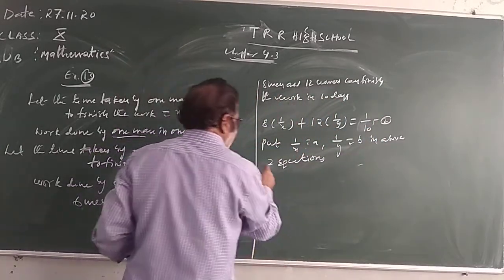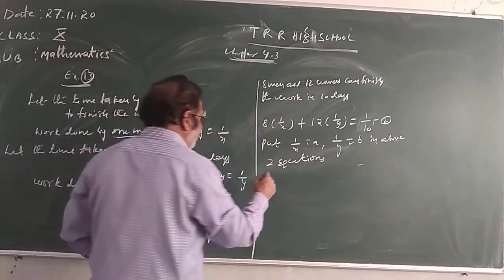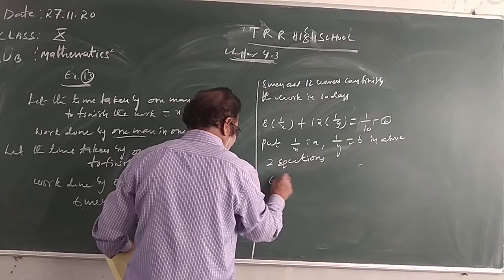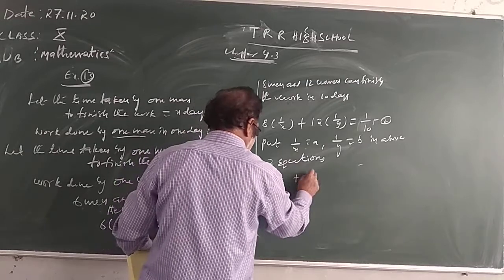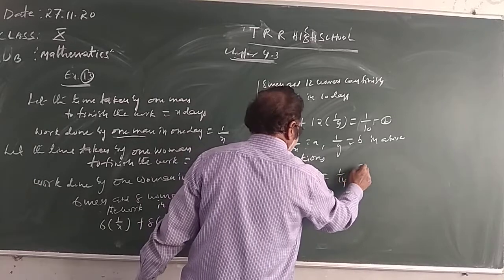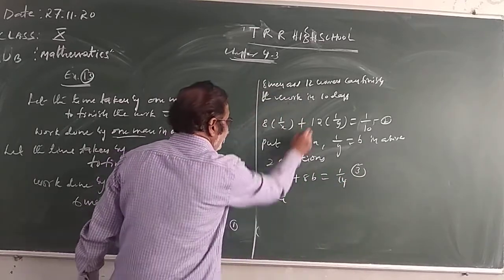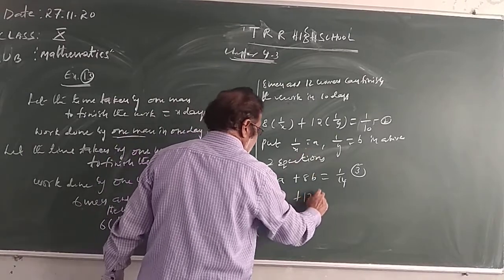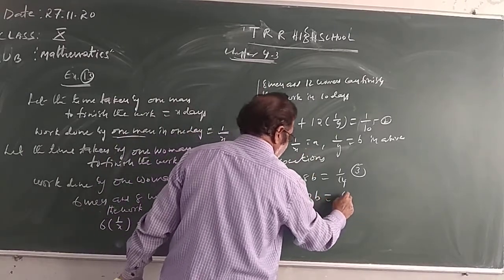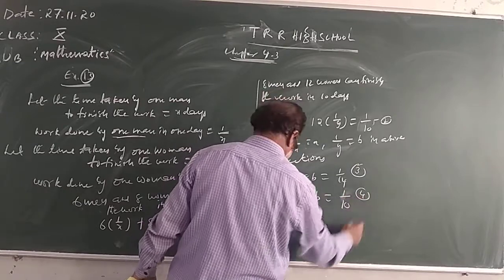Now put 1 by x equal to a, 1 by y equal to b in the above equations. 6 into 1 by x is 6a, plus 8b is equal to 1 by 14. This is the third equation. Next, 8a plus 12b is equal to 1 by 10. This is the fourth equation.